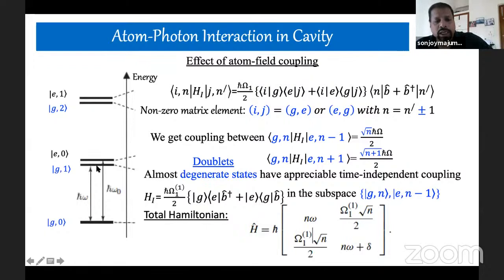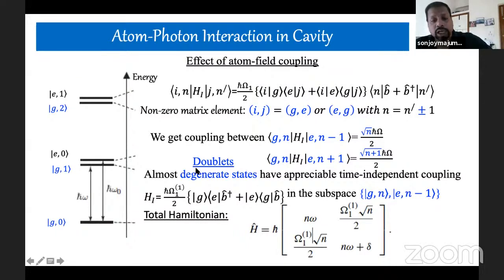You have n ω, that's ω times n, added up with the detuning part, Δ. So that will be in the diagonal part. Okay, so I think just try to understand again. The diagonal part will give you the uncoupled energies of these two states which are involved. So we are just writing this total Hamiltonian in this subspace |G,n⟩ and |E,n−1⟩.